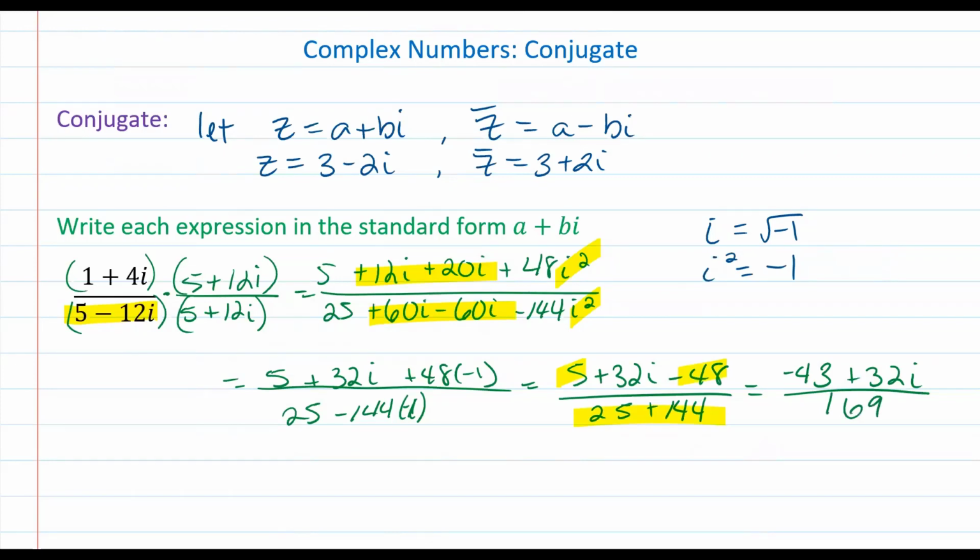Now, if we wanted to write this truly in a plus bi form, we would then split up these two numbers in the numerator, keeping the denominator the same. In other words, we'd have negative 43 over 169 plus 32 over 169 i. And so that would be your final answer in the form a plus bi.